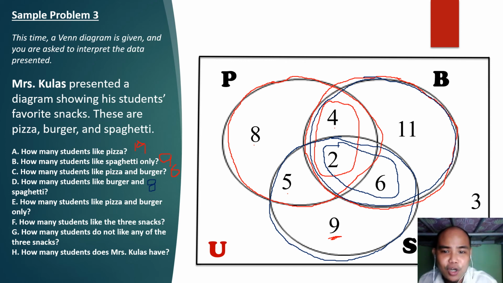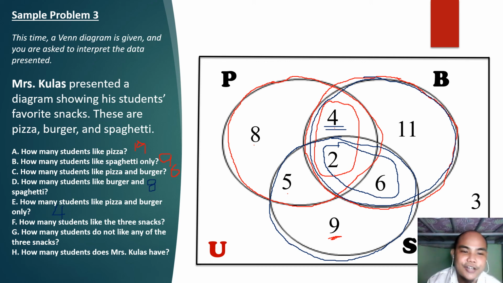Pizza and burger only. Why? Because spaghetti is excluded. In this case, 4 and 2, 2 here belongs to pizza, burger, and spaghetti. The question here is pizza and burger only. Therefore, the answer here for pizza and burger only is 4. Did you get that? Because 4 belongs to pizza and burger only. 2 does not belong to pizza and burger only. It belongs to pizza, burger, and spaghetti. So the answer here is 4.